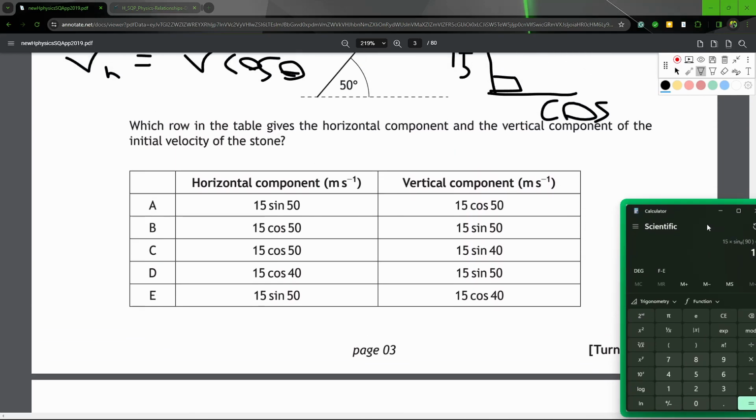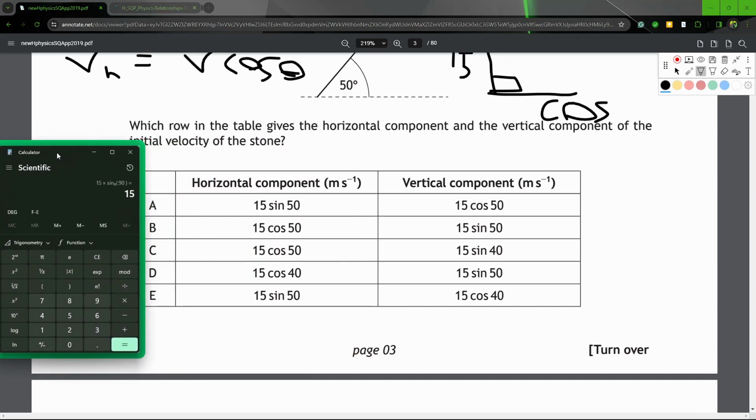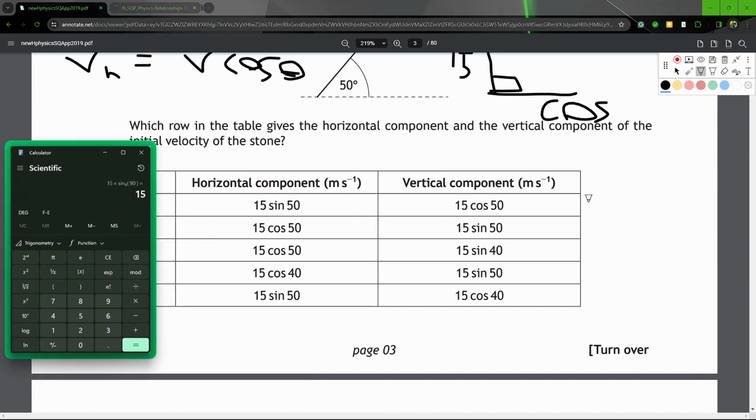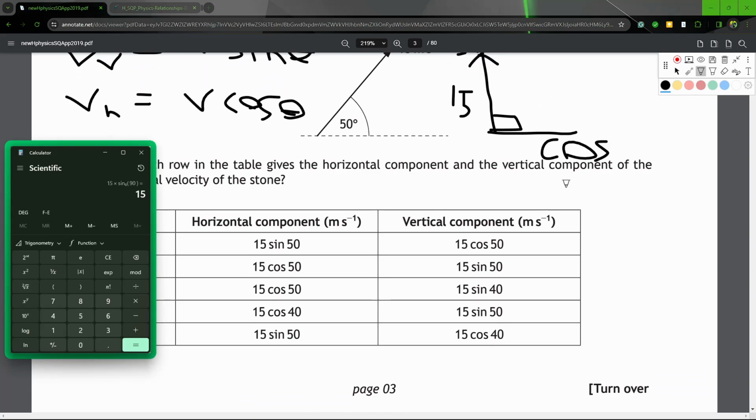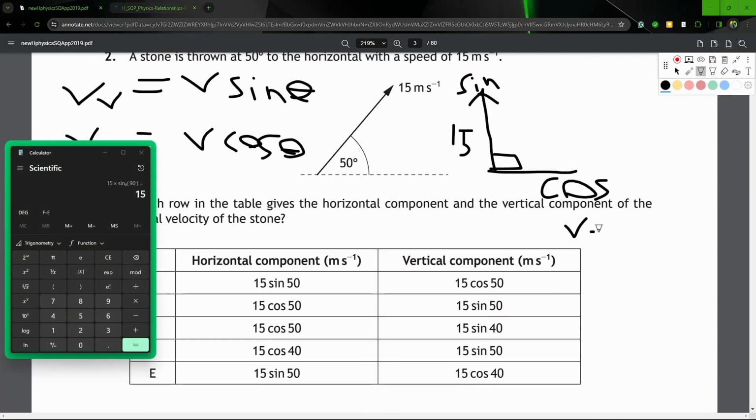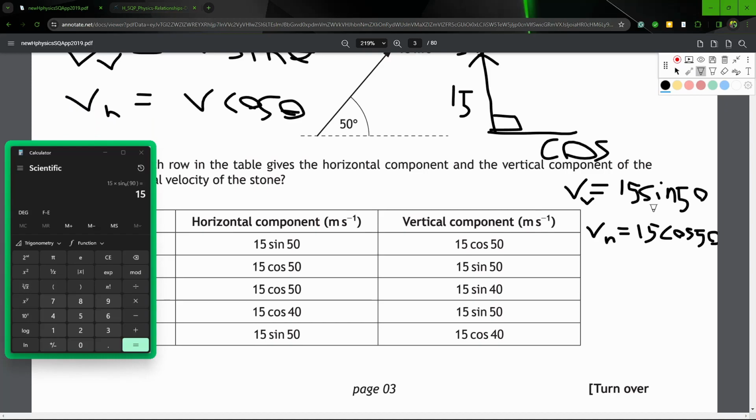But what we can do here then is we can actually write down what the equation is. So I'm going to plug in our numbers. We have 15, our base velocity. So that means 15 sine, and then for our angle, it's 50 degrees to the horizontal. And then for horizontal, it's the same thing, but with cos, same angle and everything. Okay, and then we can just look for this.